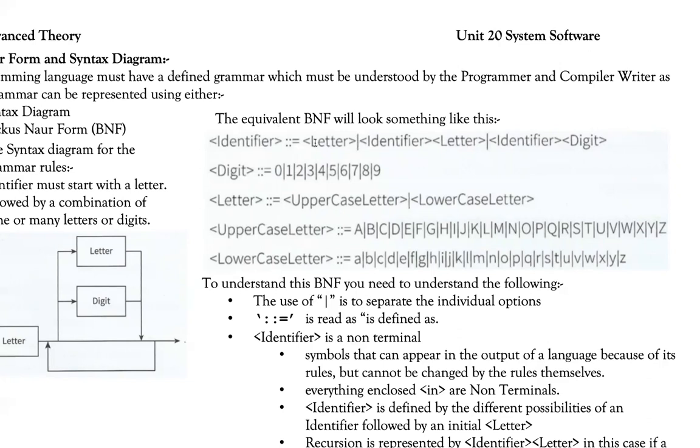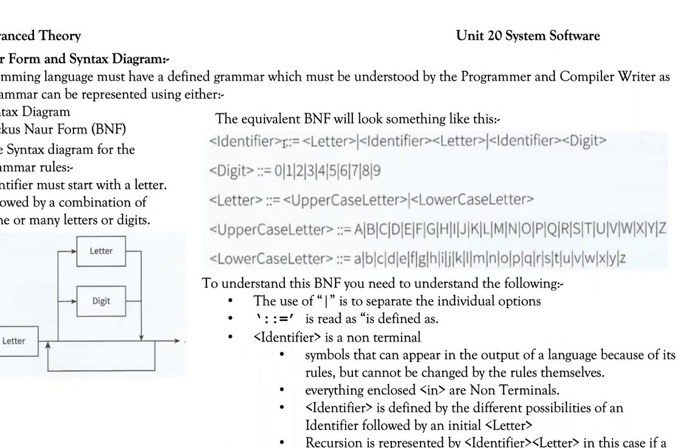So letter, it could be either a letter, or it could be an identifier followed by a letter, or it could be an identifier followed by a digit. So this is how simply we're going to read it. But what does this mean? Why identifier letter? We'll be looking into that later. But right now, just try to understand the basic terminologies.